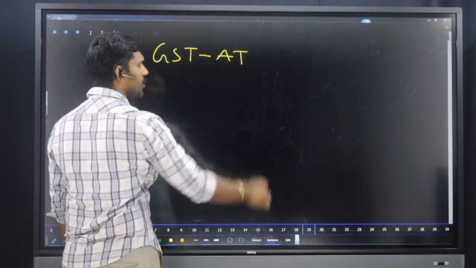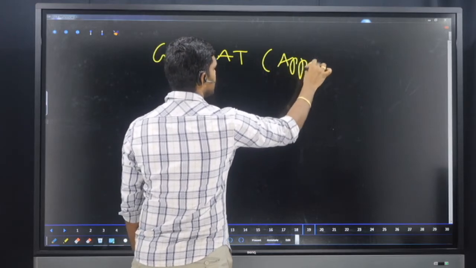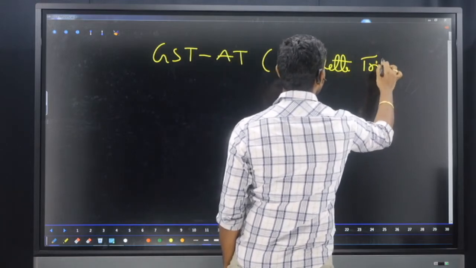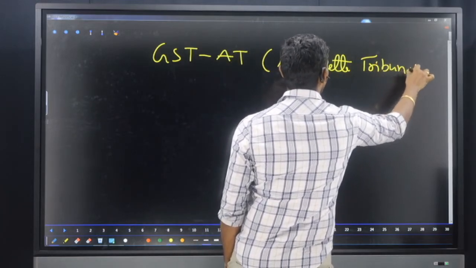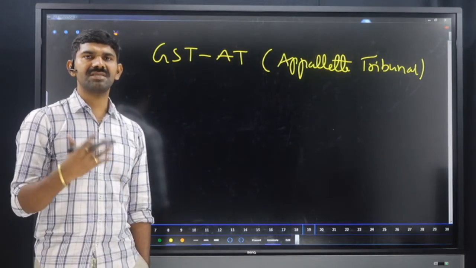AT. What is the full form of AT? AT stands for Appellate Tribunal. What is this Appellate Tribunal? Appellate means highest. Tribunal means three judge bench.